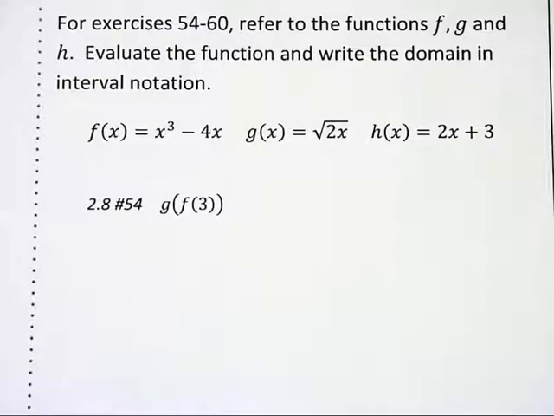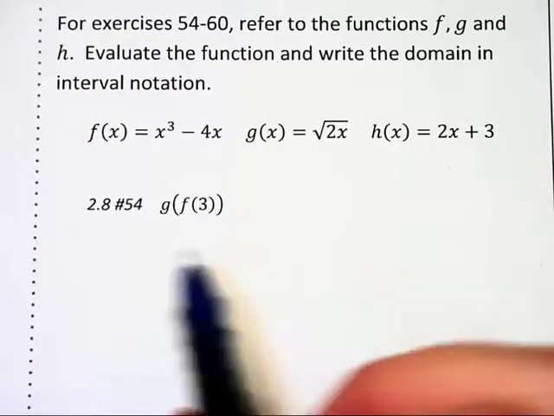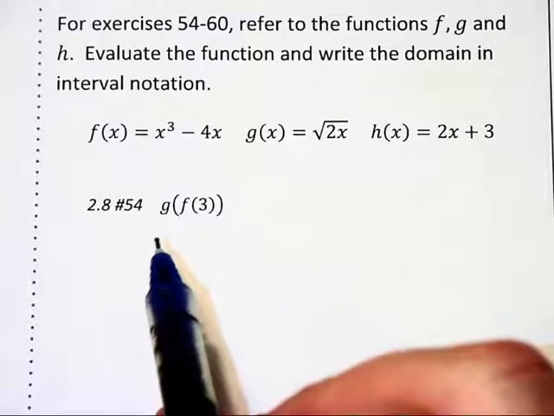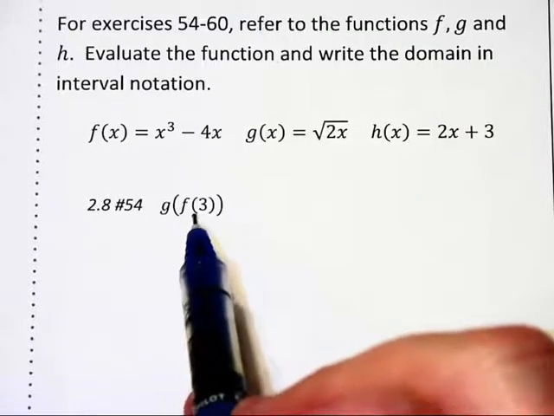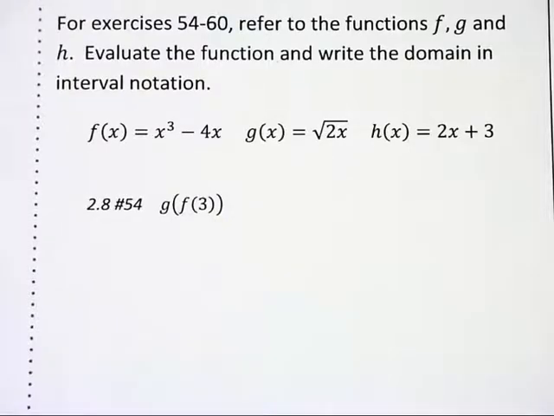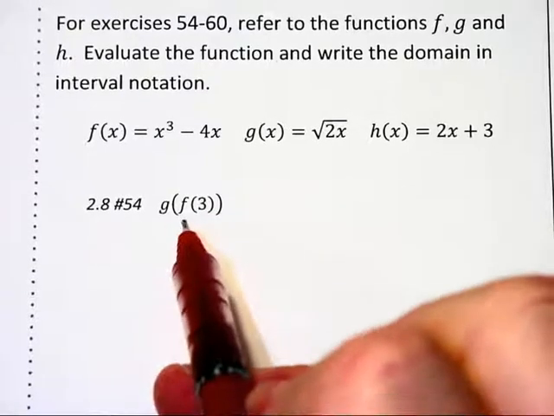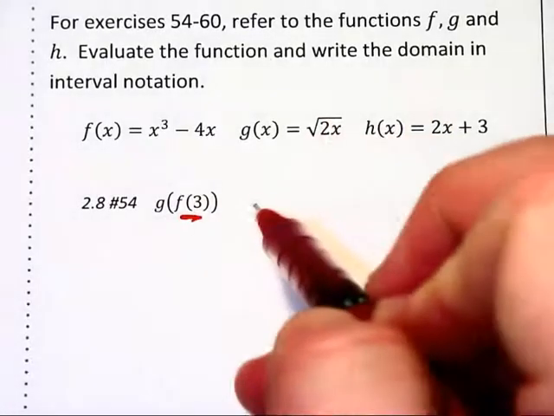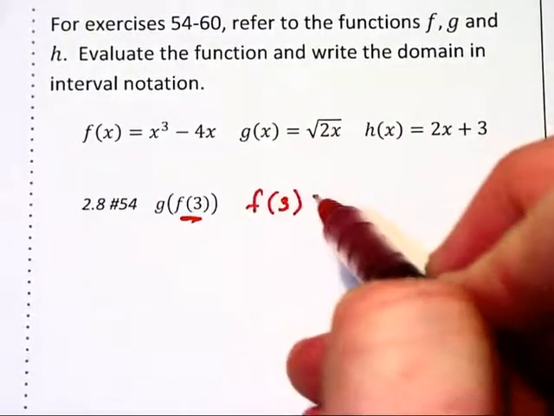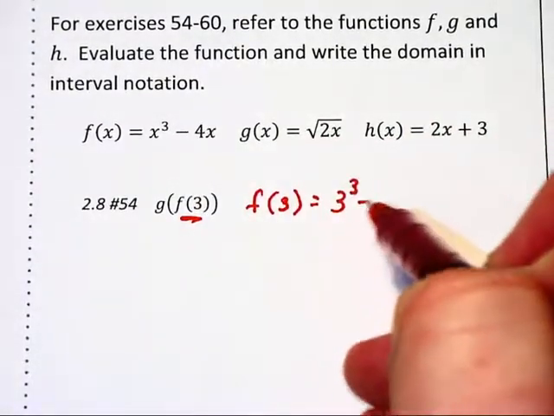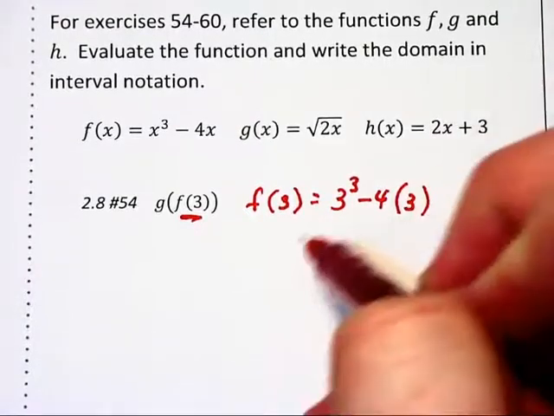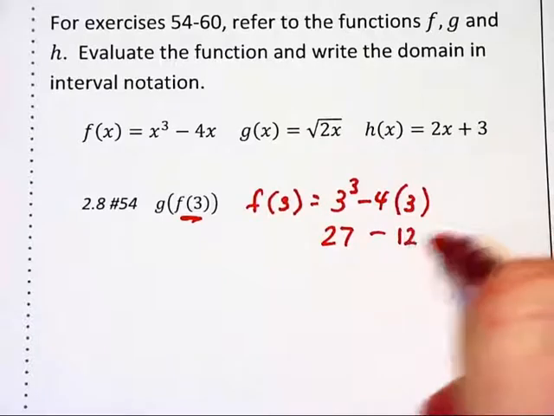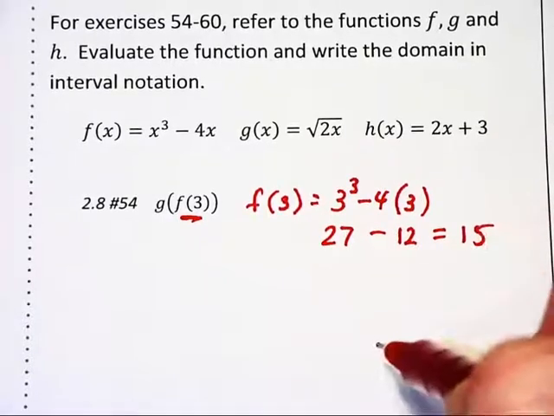Now move on to composite functions, where one function is substituted within another. Here we have g of f of 3. We're going to begin at the innermost part of this function and find f of 3. F of 3 is 3 cubed minus 4 times 3. That's 27 minus 12, which is equal to 15.